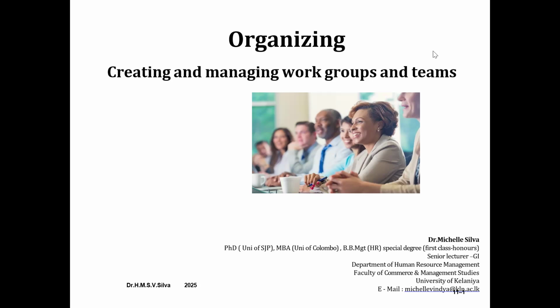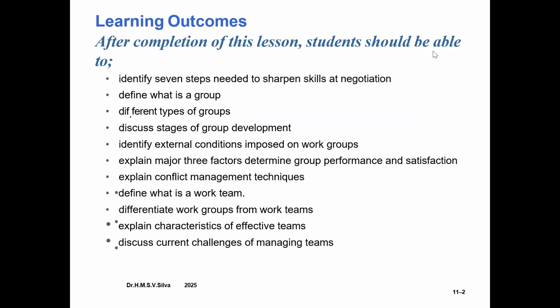creating and managing work groups and teams. So this is the learning outcome. After completing this lesson, you should be able to identify the skills needed for negotiation. We don't exactly need to know the 7 steps, but it is required to know the skills needed for negotiation, and what a group is, the different types of groups, and the stages of group development. There are external conditions which are imposed on our group, and there are 3 major factors which determine group performance and satisfaction.